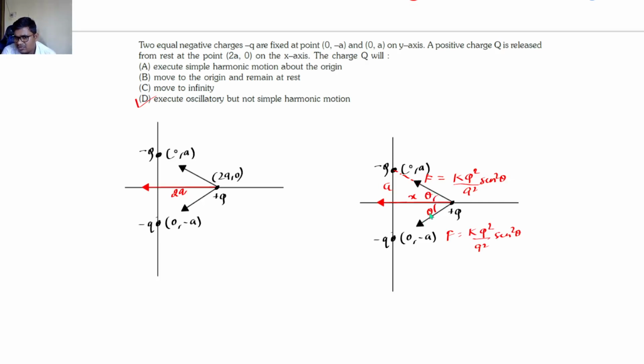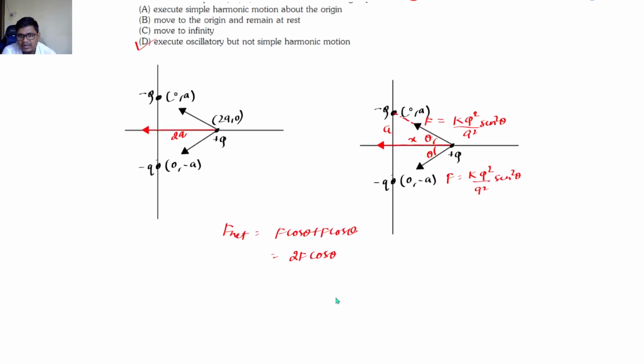Now the resultant of these two forces will act on this line, and that will become 2f cos theta. Okay, so that will be your 2f cos theta. Now we got this 2f. If I put the value of f here, then we have this function. Now to check whether it is going to perform oscillation or simple harmonic motion, what we will do is substitute the value of sin theta and cos theta from this triangle.